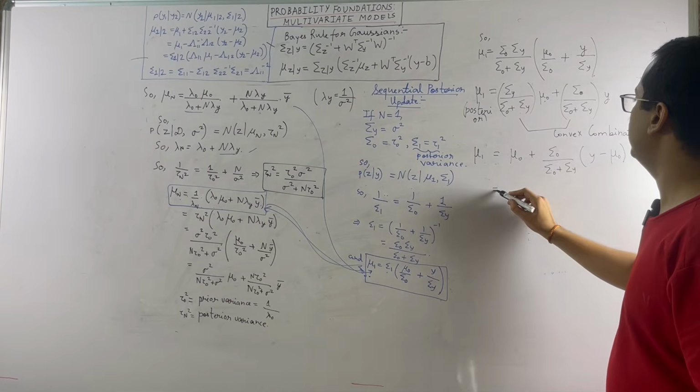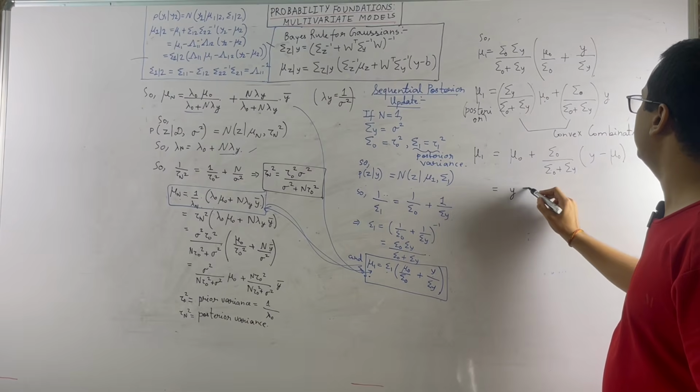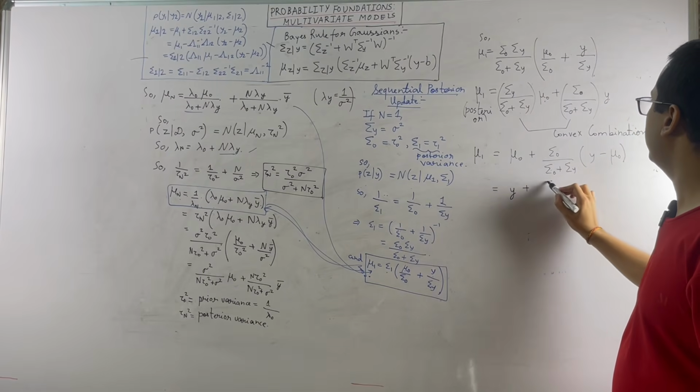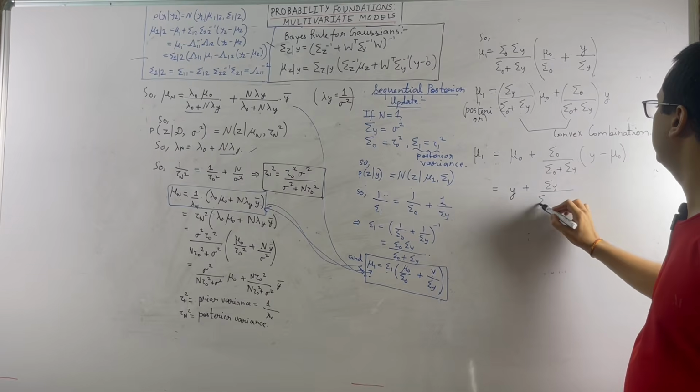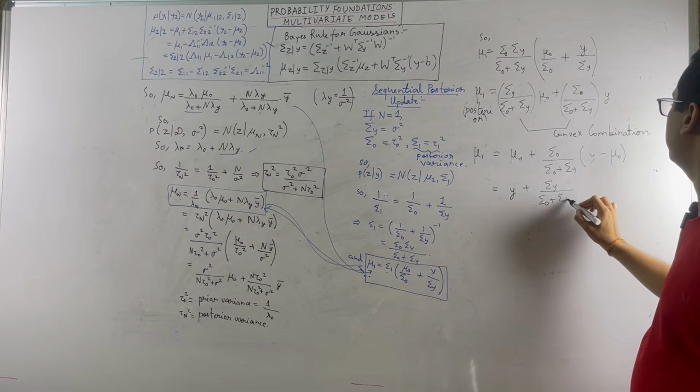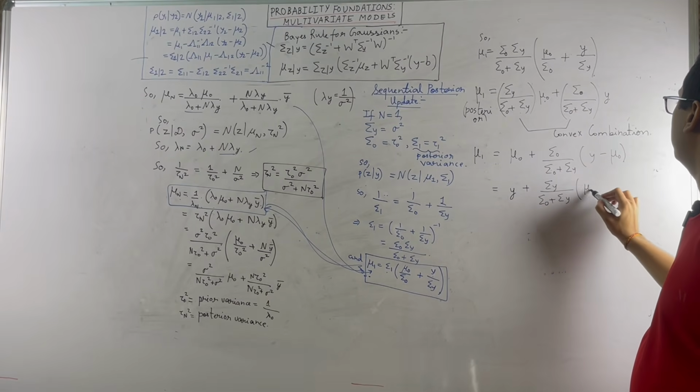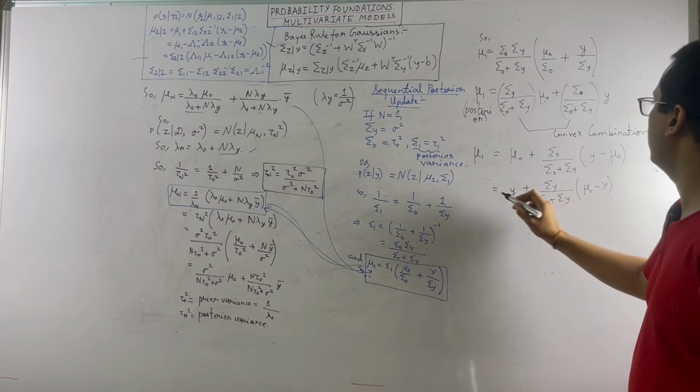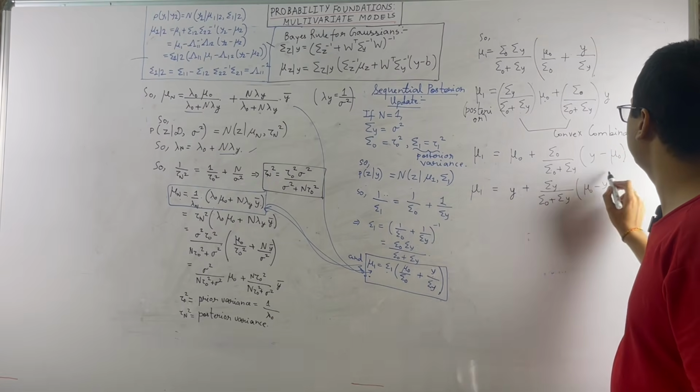Or if you look at it this way, I can take y outside from here, and I can write it in this way as well: sigma y by sigma naught plus sigma y, times mu naught minus y. Now look at the very interesting thing here.